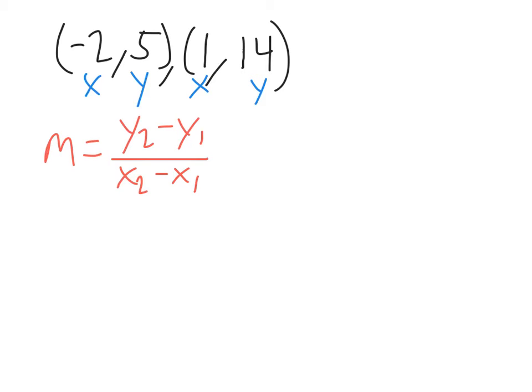Now, which one's 1 and which one's 2, that's really the order that they're given. So this is the first point here, so the x and y here will both be 1, x1, y1. So that means this one's x2, y2. So now we plug it in. So y2, which is 14, minus y1, which is 5, and then over x2, which is 1, minus negative 2, x1.